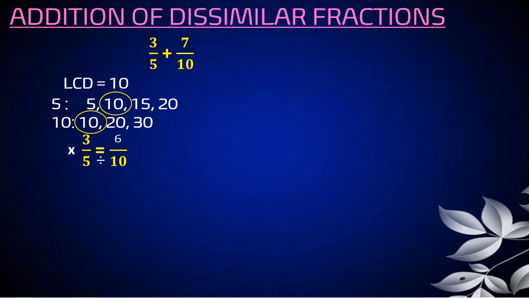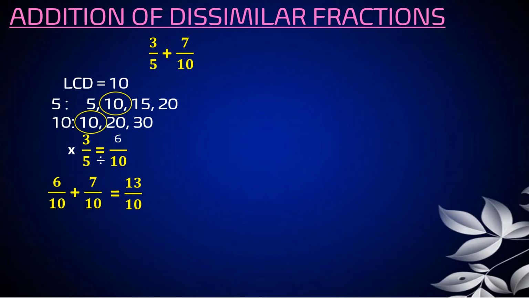The next fraction is 7 over 10. Hindi na natin siya gagalawin dahil ang kanyang denominator ay number 10 na. So, our new set of fractions is 6 over 10 plus 7 over 10. Dahil pareho na sila ng denominator, we can now add the fractions. So, we have 6 plus 7 is equal to 13. Let's copy the denominator 10. We have 13 over 10.